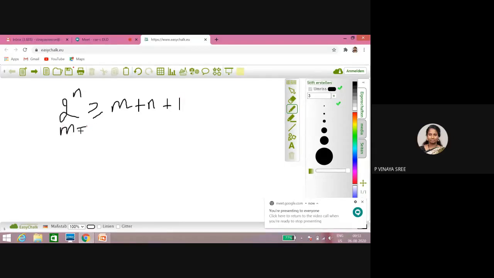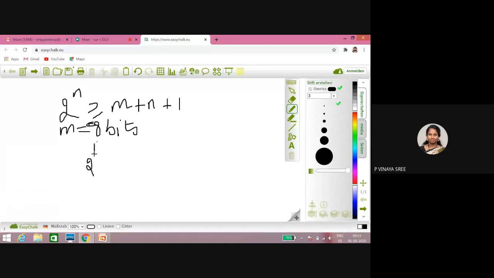Now what is the m size? The m size is 1 byte, which is nothing but 8 bits. If you place 8 bits here, definitely 3 will not be sufficient, because m plus n plus 1 should be 9 or more. So definitely you have to place 4 here. So the n value we considered is 4. Here also 8 plus 4 plus 1, and 2 power 4 is 16. So the parity bits we have to consider here are 4.